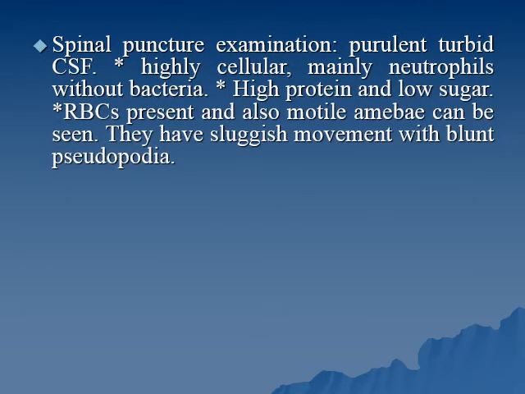Spinal puncture examination: purulent turbid CSF comes out in the syringe. It is highly cellular, mainly neutrophils without bacteria. It has high protein and low sugar content. RBCs are present and also motile amoebae can be seen. They have sluggish movement with blunt pseudopodia.